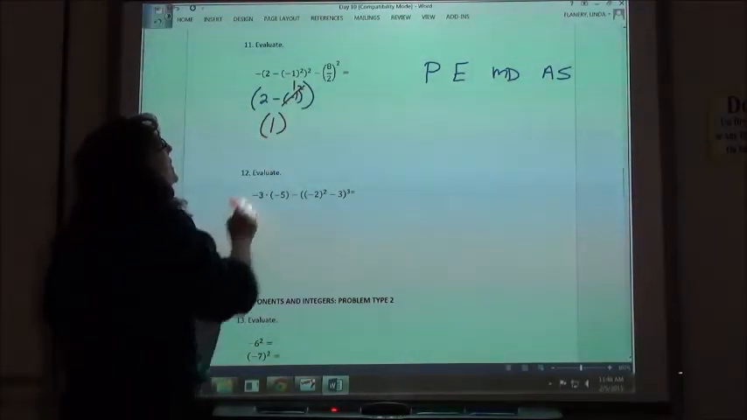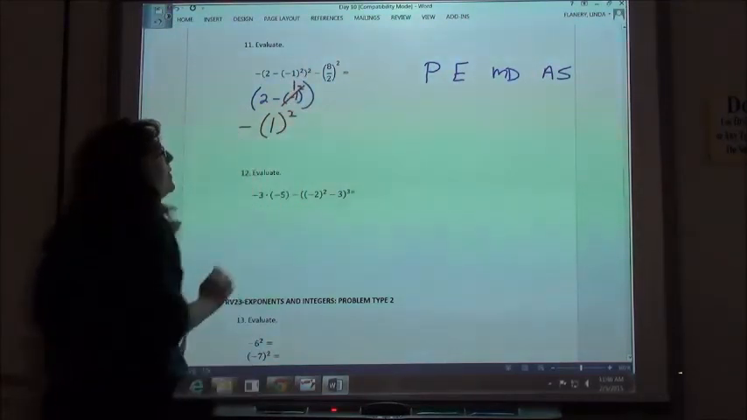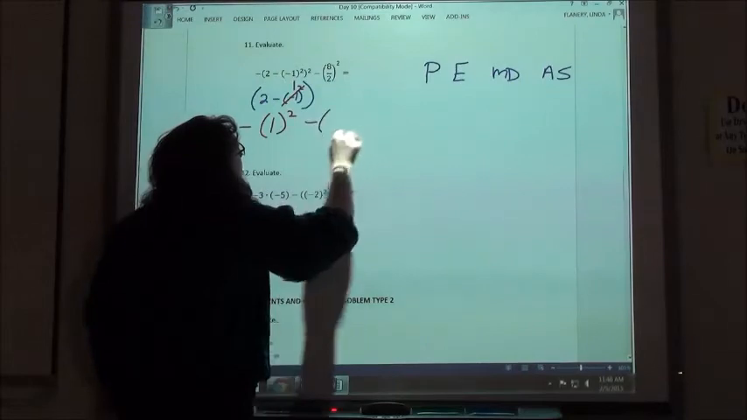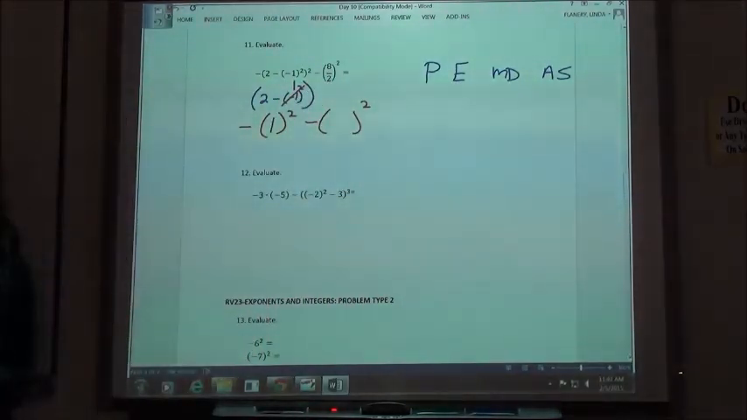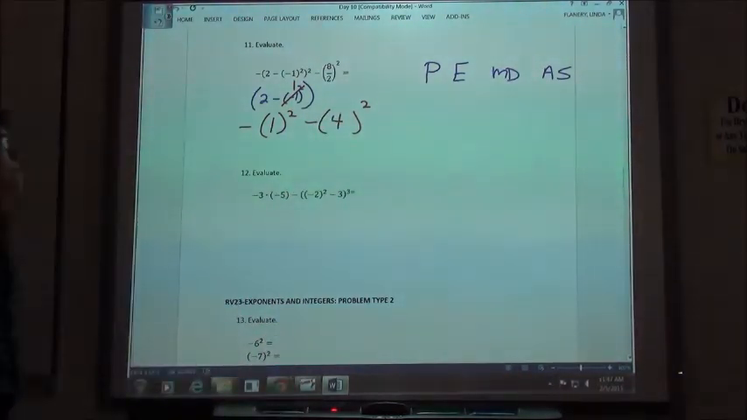That's in my parentheses. There was a negative out in front. There was a squared on the outside. Then I also had this set of parentheses. In that set of parentheses, I can simplify. 8 over 2 is just the nice whole number 4. So now I've got both sets of my parentheses simplified.